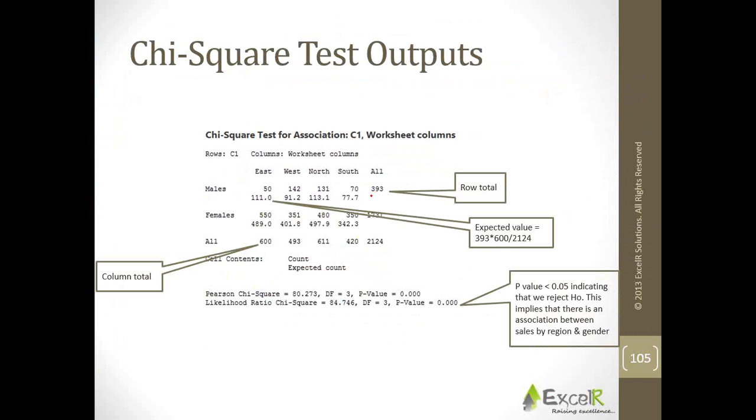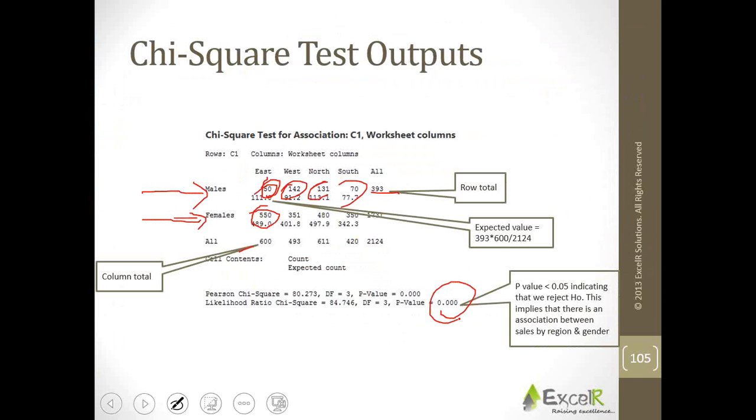All right. So this is the row total. What did I do? I just added all these numbers: 50, 142, 131 and 70. Then I add these two, male and female, 50 here and 550 here, thereby I get 600. That's the column total. P-value is less than 0.05. I reject the null hypothesis. This implies that there is an association between sales by region and gender.